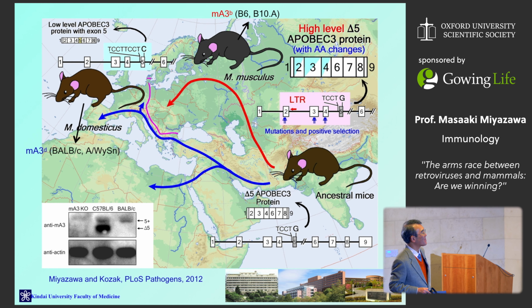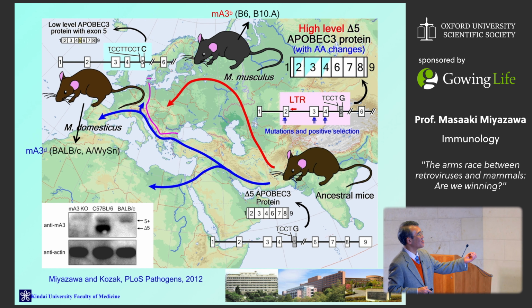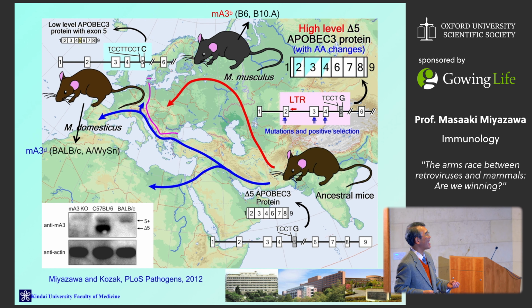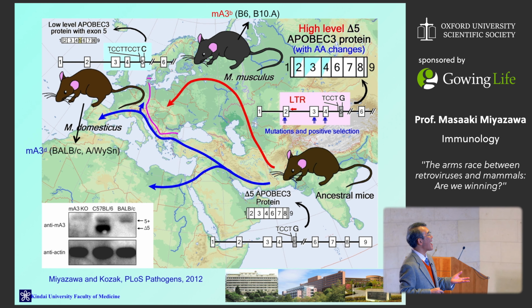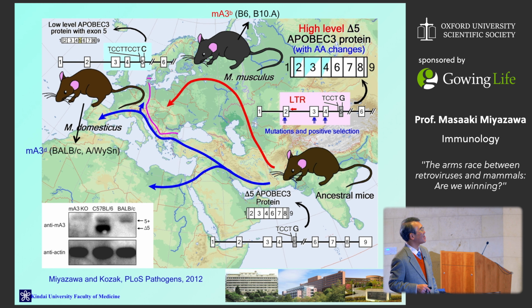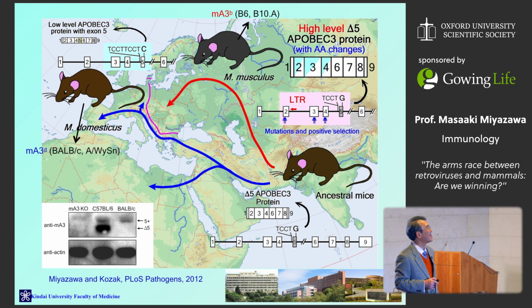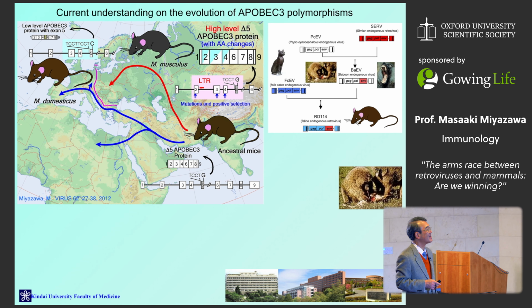On the other hand, some of the ancestral species somehow acquired a genetic change that caused less efficient translation of messenger RNA into protein and very small amount of protein expression. So why was this kind of seemingly meaningless, seemingly deleterious genetic change acquired during this migration? Okay, so here's the secret.